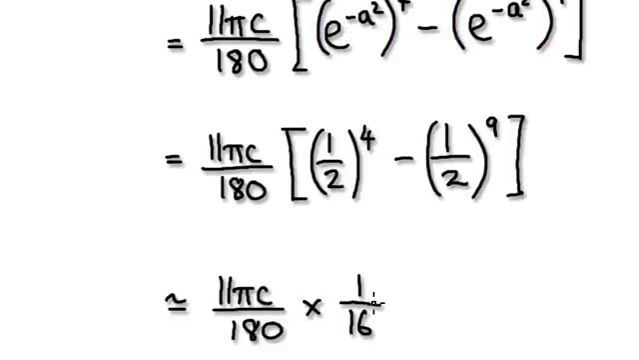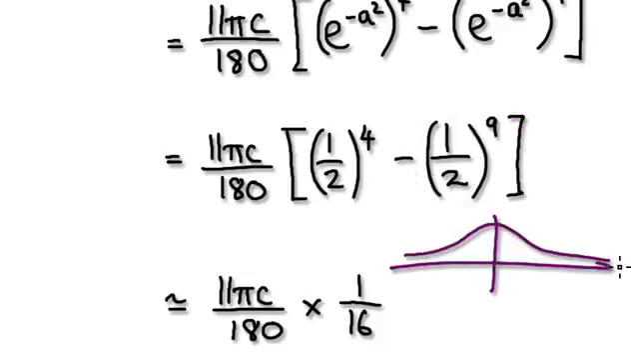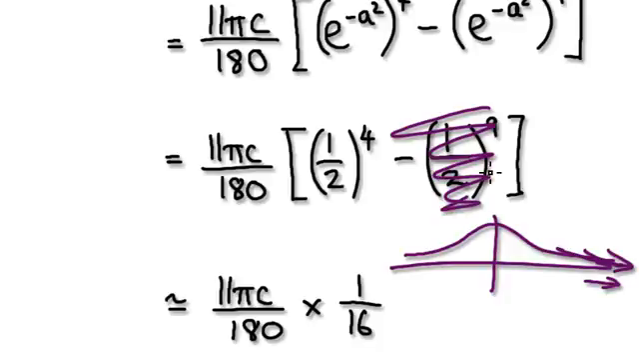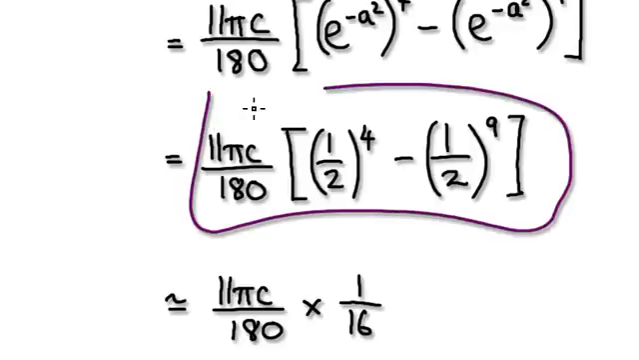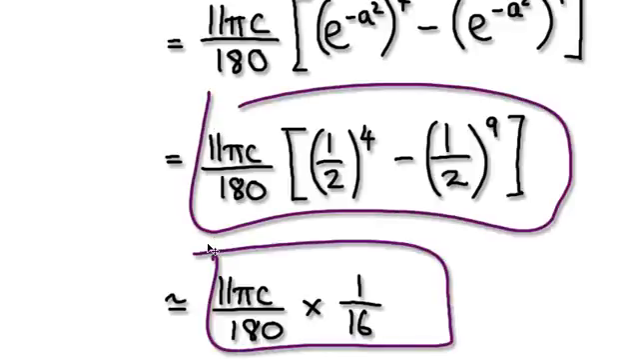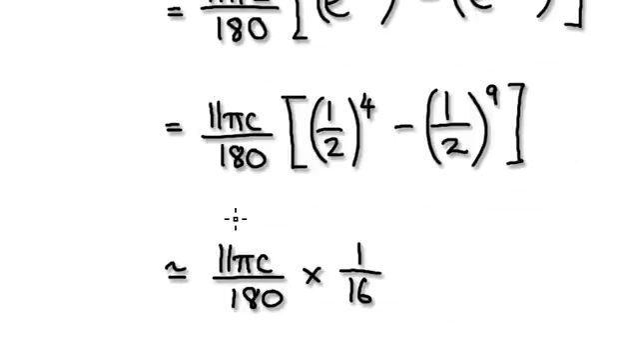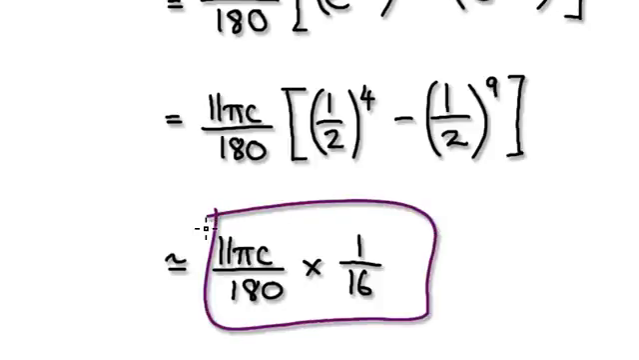And this number here is tiny, because if you look at our model here, the further out you go, it's going to head towards 0 very quickly. So it's negligible, this bit here. So this whole thing approximates to this. This here is our volume of the sand.